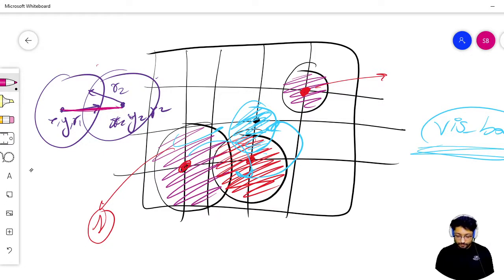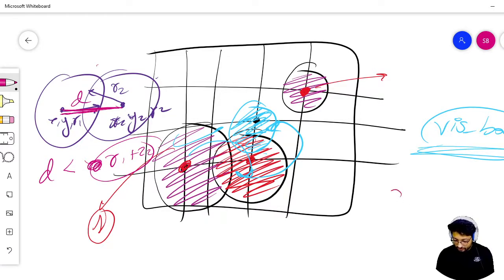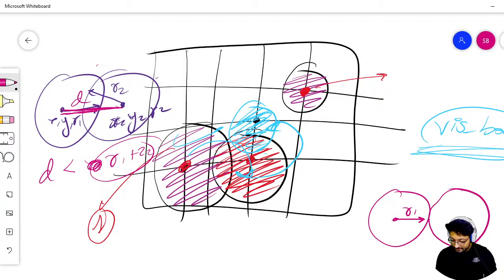Okay, and so this turns out to be, let's say, d. So if d is less than r1 plus r2, where r1 and r2 are the radii and d is the distance between the centers of the two circles. So let's say that the circles are just touching. If the circles are just touching, and this is the radius r1, this is the radius r2, and this is the distance between them, this is d. So if they're just touching, d is equal to r1 plus r2.